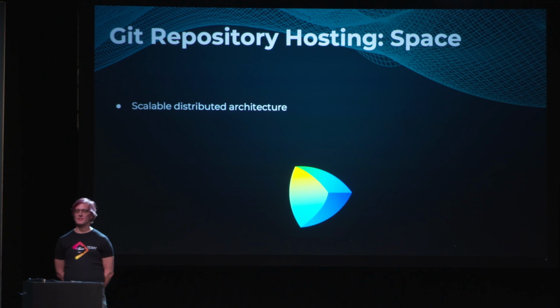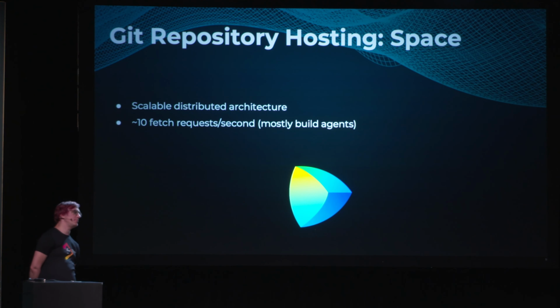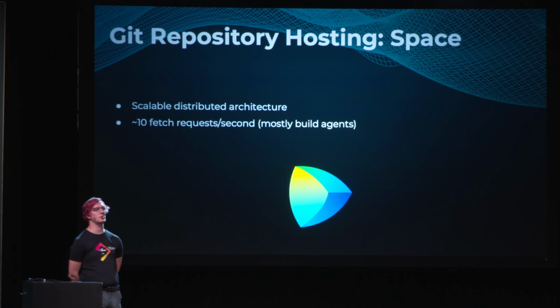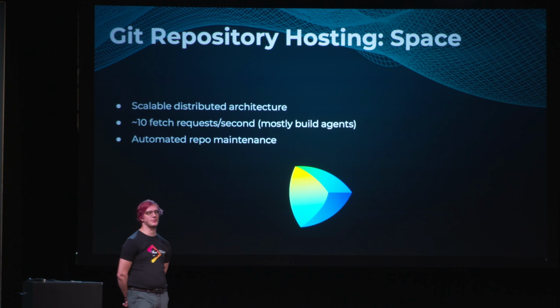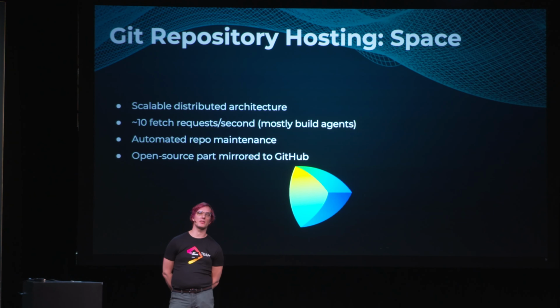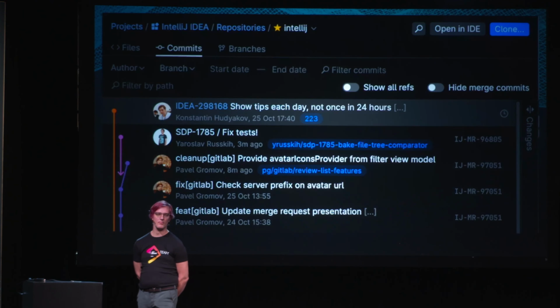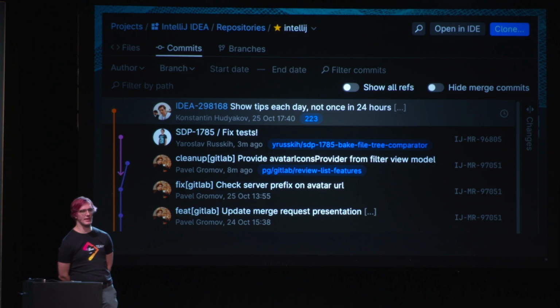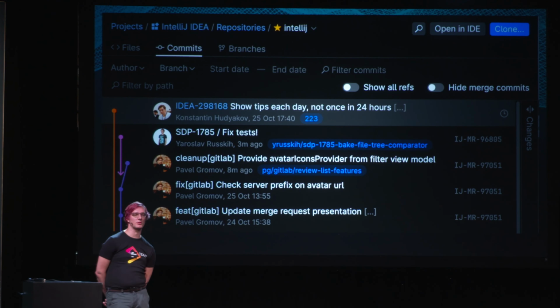Space has a fairly nice architecture for Git hosting. It's distributed. It bears the load of approximately 10 fetch requests per second, continuously coming mostly from build agents. It takes care of the repository maintenance for us. And we also have the open source part of the repository mirrored to GitHub using some custom tools that we have built. This basically shows what the Space UI for working with version control looks like. Nothing too fancy here. I guess you can imagine what it looks like.